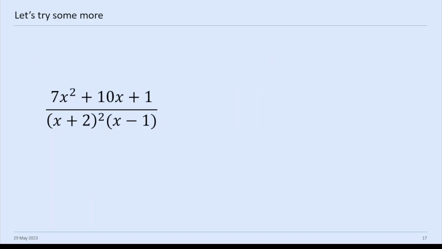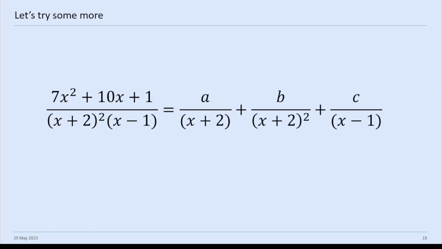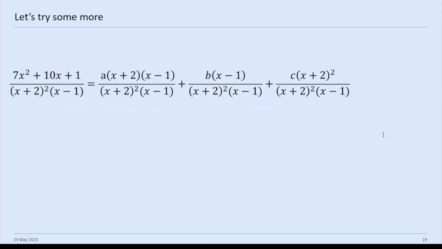So let's look at another one: 7x squared plus 10x plus 1 over (x plus 2) squared times (x minus 1). This is a more complicated one. So here we resolve it into three fractions: something over x plus 2, something over (x plus 2) squared, to deal with the squared factor, and then something over x minus 1. So if we multiply through, put that over a common denominator, we're going to again equate numerators on the left and the right. So here we've equated the numerators and actually just turned it around.